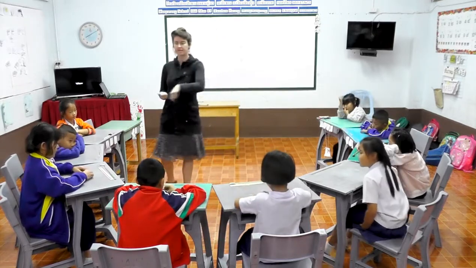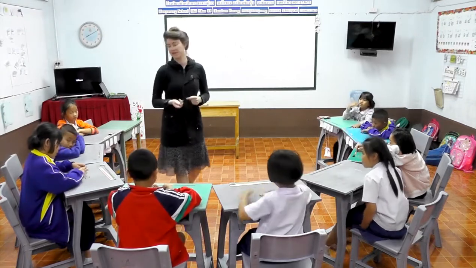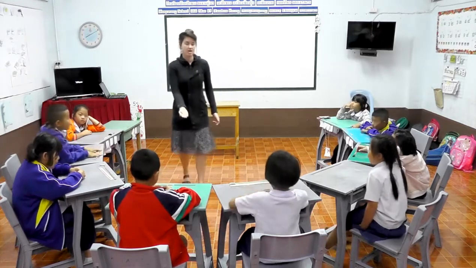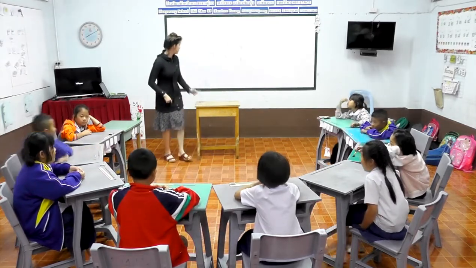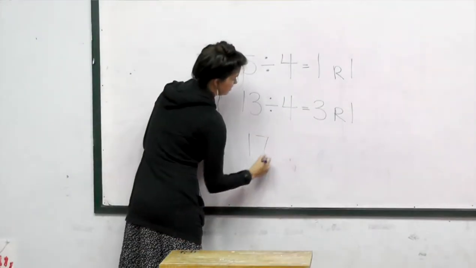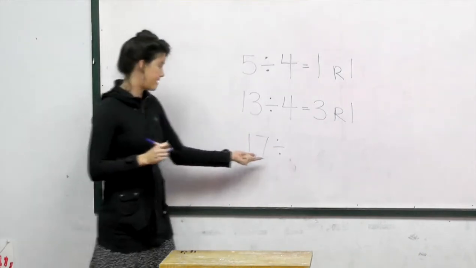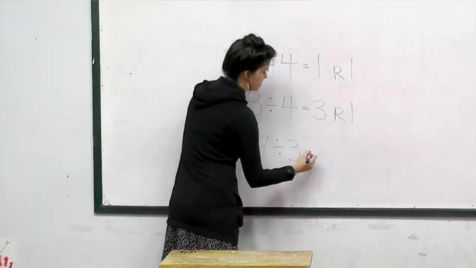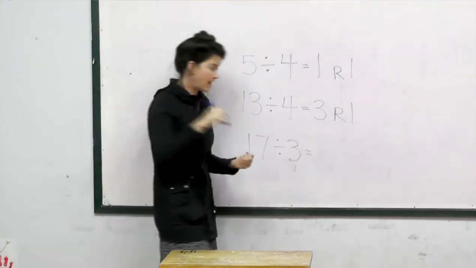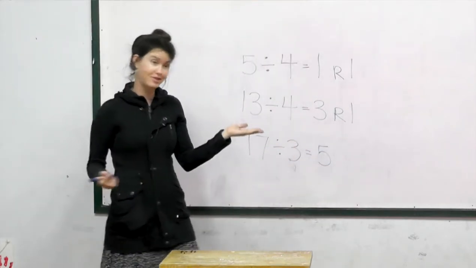5. How many do you have, Teal? 5. Lackow, how many do you have? 5. How many are left in my hand? 2. So let's make that a problem. How many did we start with? 17. How many friends did I share with? 3. Divided by 3 because I shared with 3 friends. How many did everybody get? 5 candies. R2, because I have 2 left over.